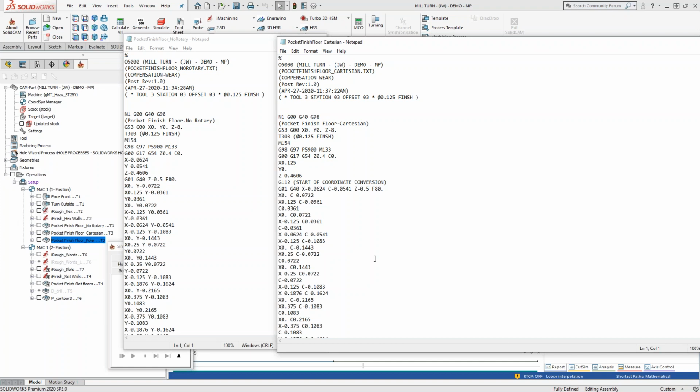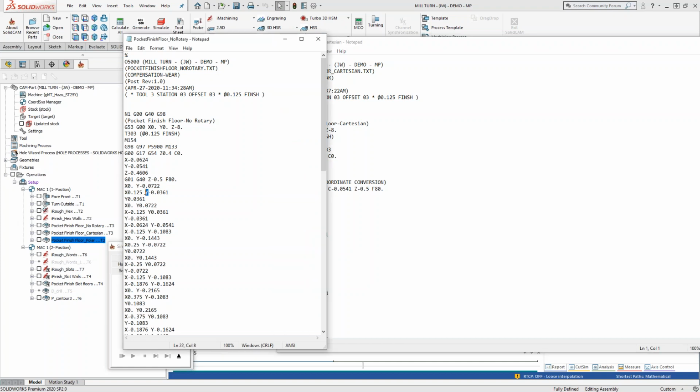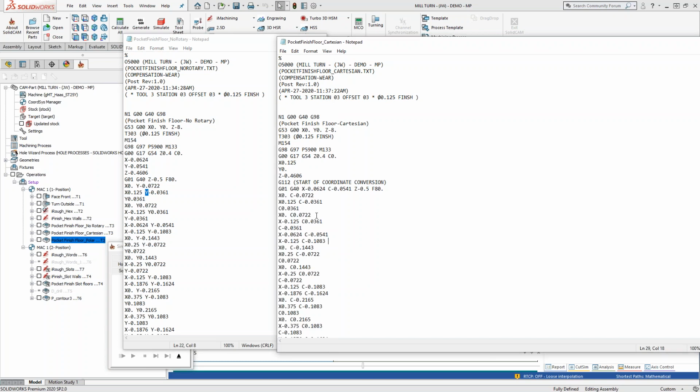You can almost see they're exactly the same, except that with the non-rotary, we have Y. Let me highlight that. And then in this one, we have C. So that coordinate system conversion, on this particular post it's G112, on other machines it's G12.1, whatever it is in your G code to do the conversion.